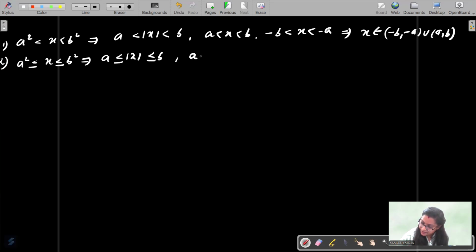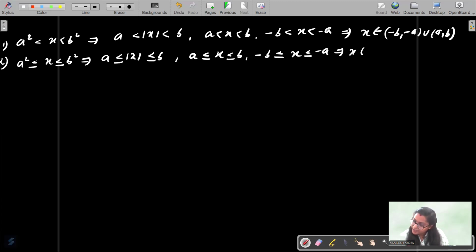It means a ≤ x ≤ b. Again, -b ≤ x ≤ -a. So this implies x belongs to, but see here the symbol is less than or equal to, it means it is written as the closed interval [-b, -a] union [a, b]. Okay.